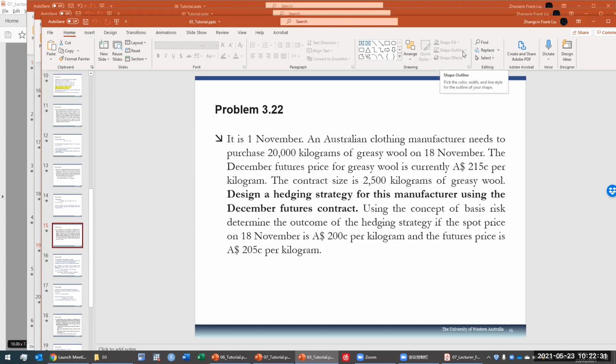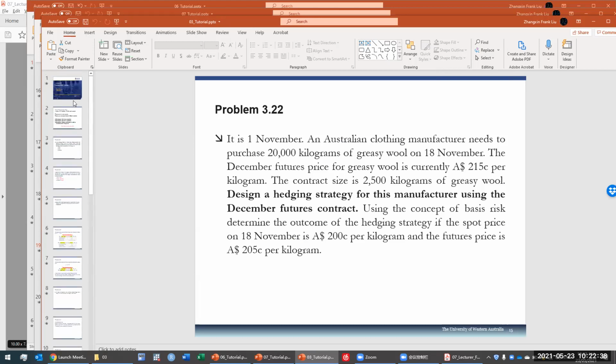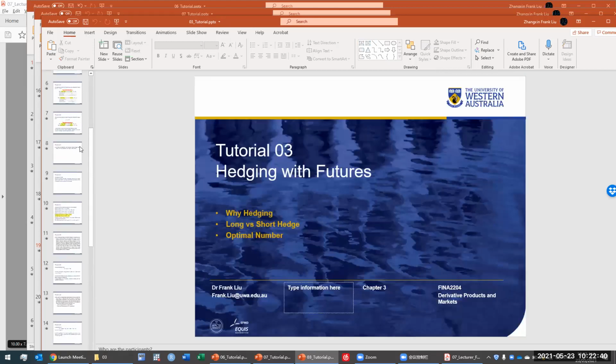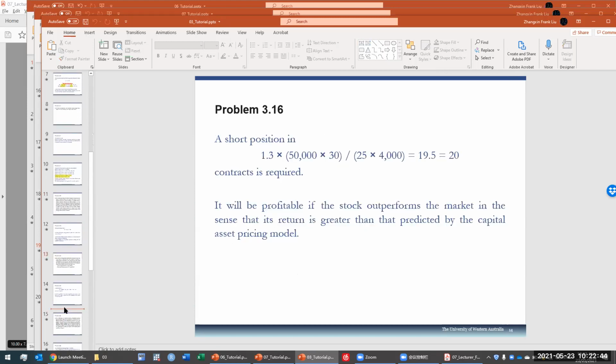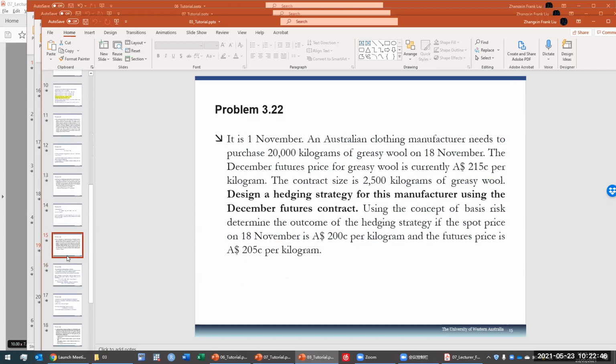So week 3 is on hedging with futures, right? Hedging with futures. Throughout the years, that's turned out to be a difficult one as well. The reason why it's difficult is because, again, people don't understand the intuition of why we hedge using futures. Why do we have that week?